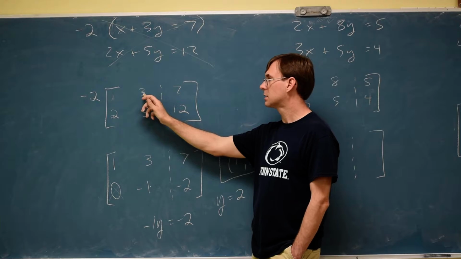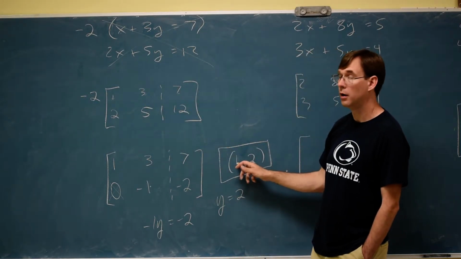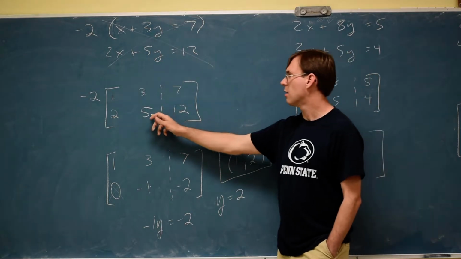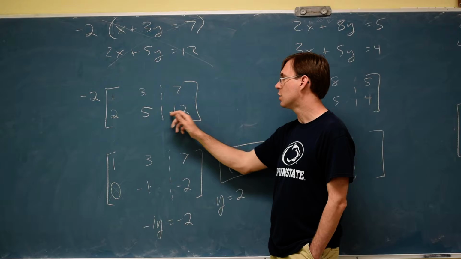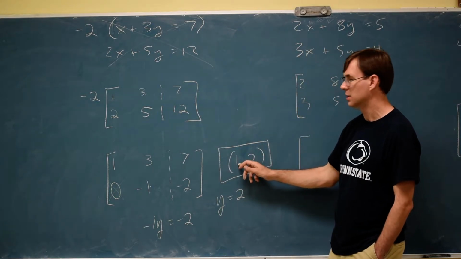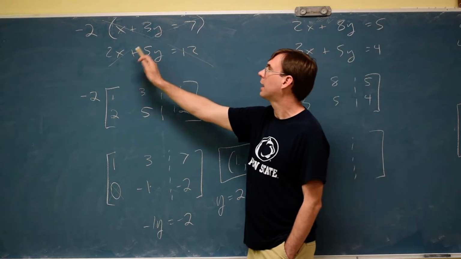3 times 2 is 6. X plus 6 is 7, so x is 1. You could have plugged the 2 here also. 5 times 2 is 10. If 2x plus 10 equals 12, that's also an equation that would get you to 1. And you can always plug these in to check.